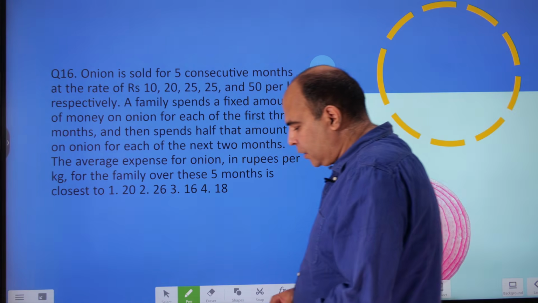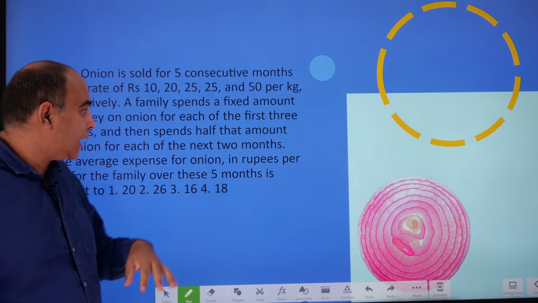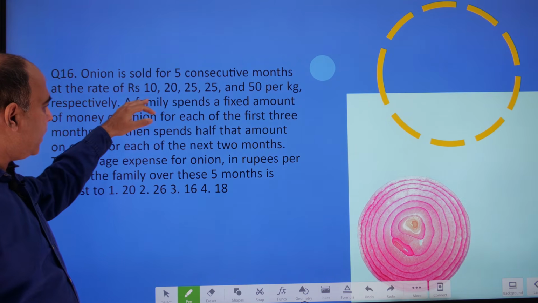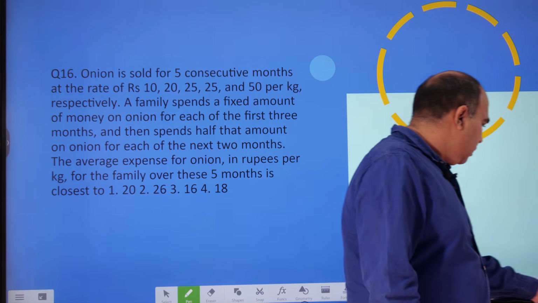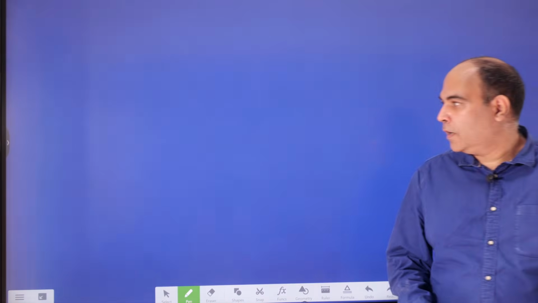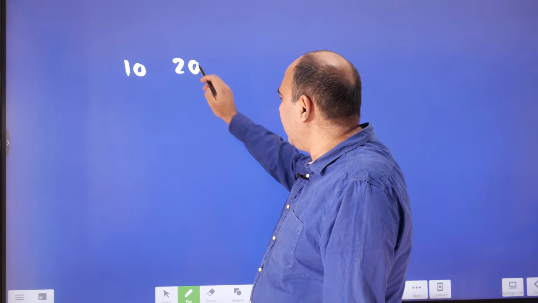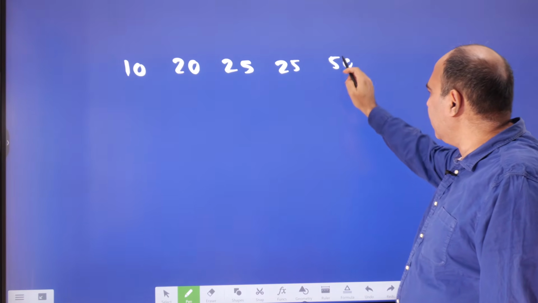One last question, an interesting question about onions and average prices. One last question for this session. Onion is sold for 5 consecutive months at the rate of 10, 20, 25, 25 and 50 rupees per kg.